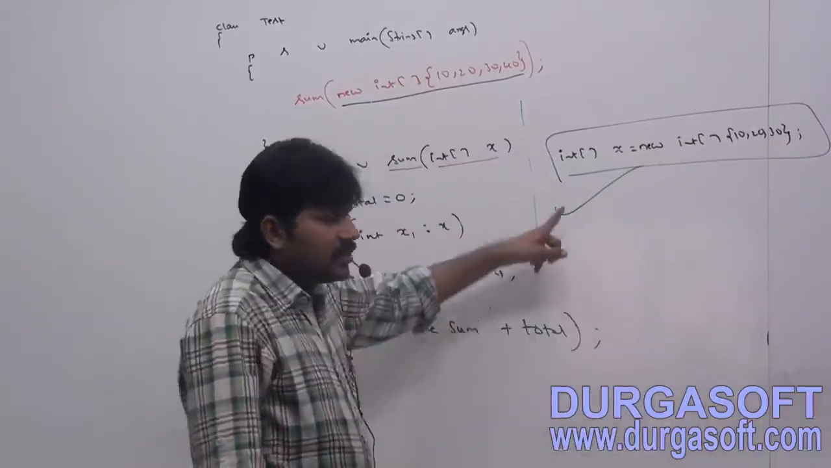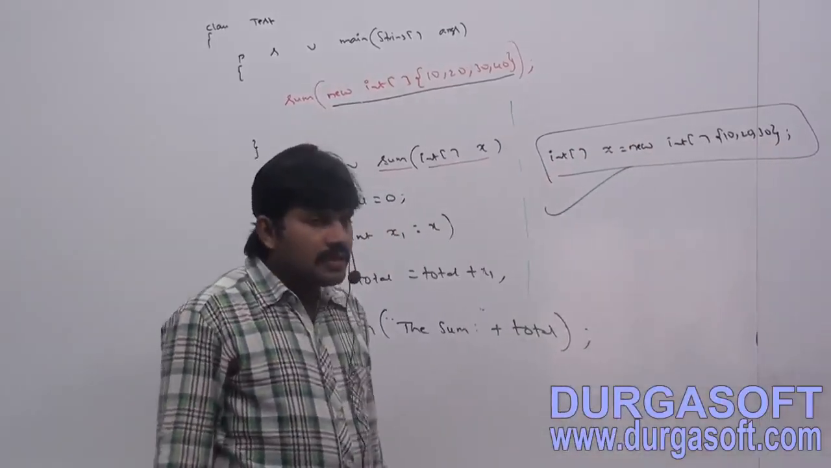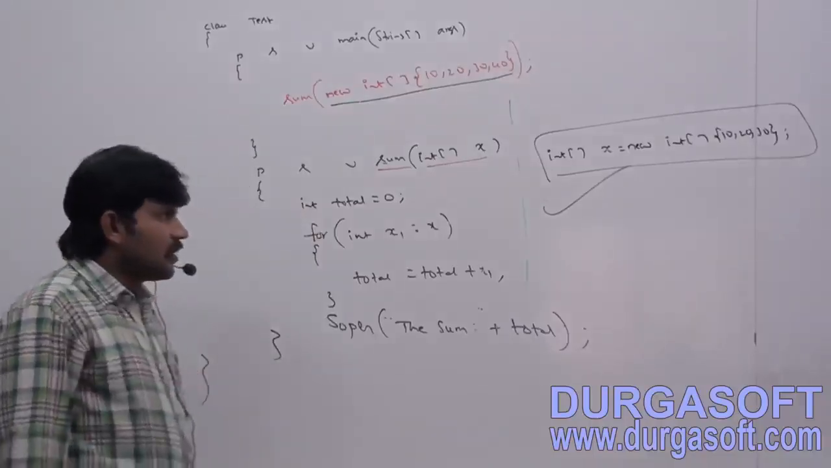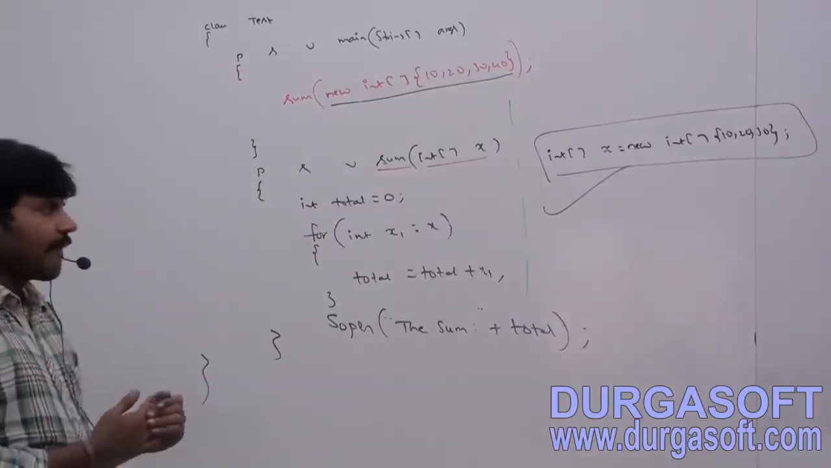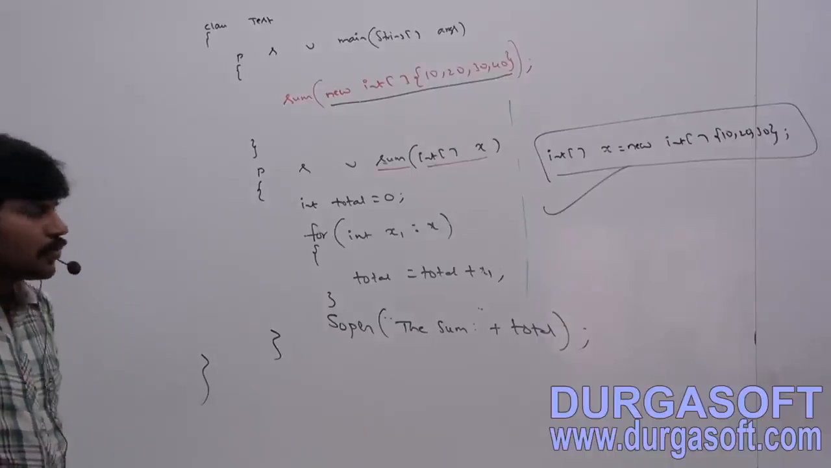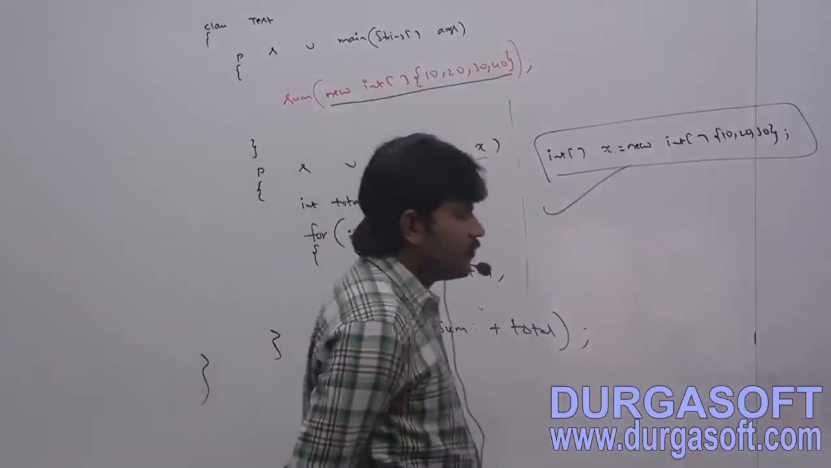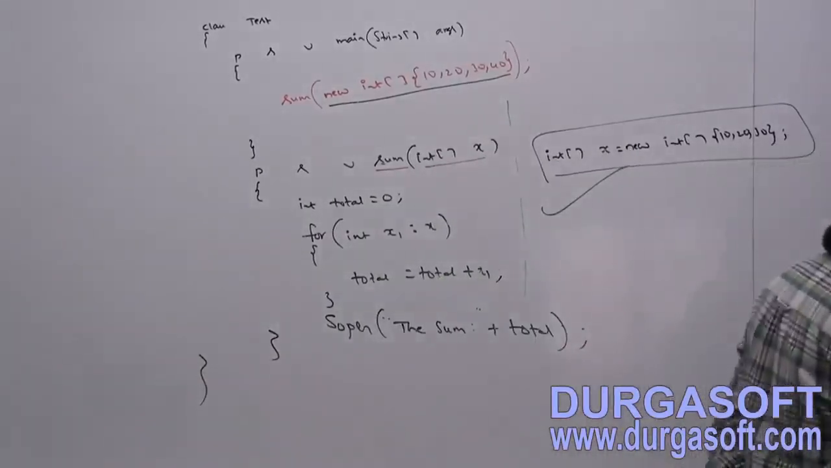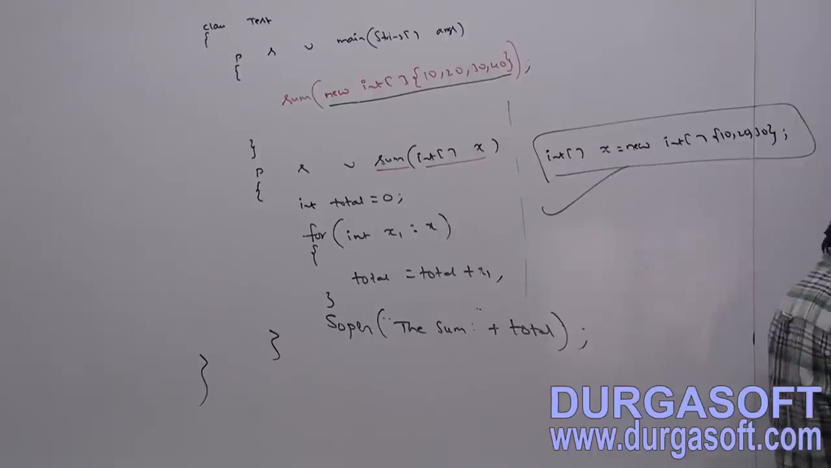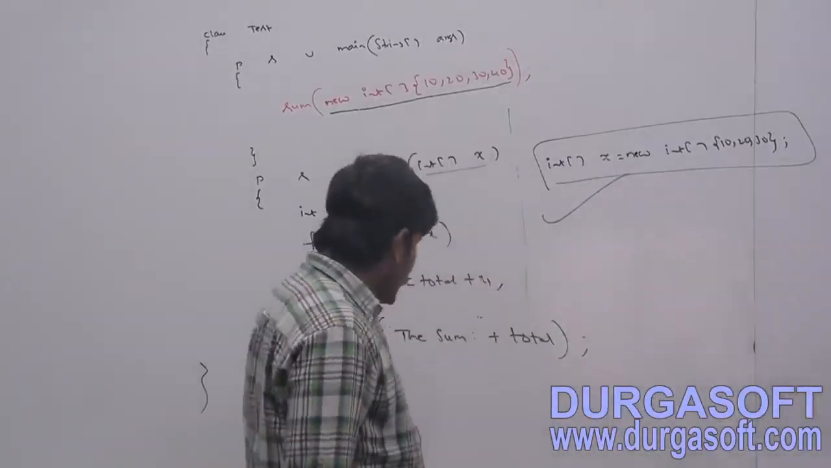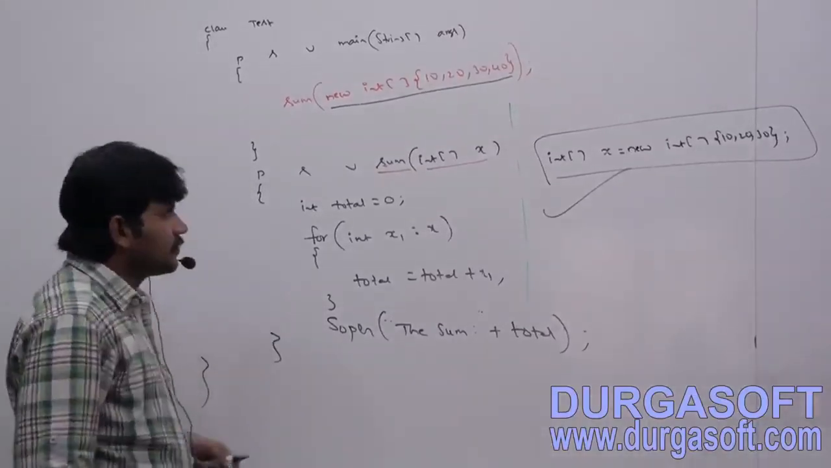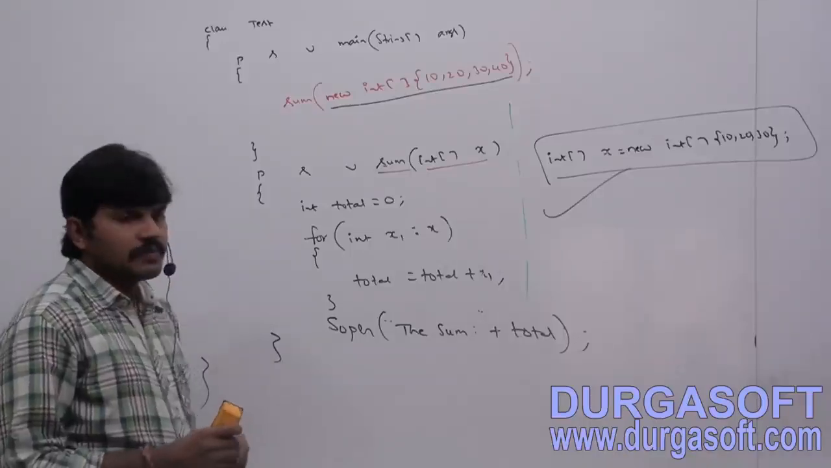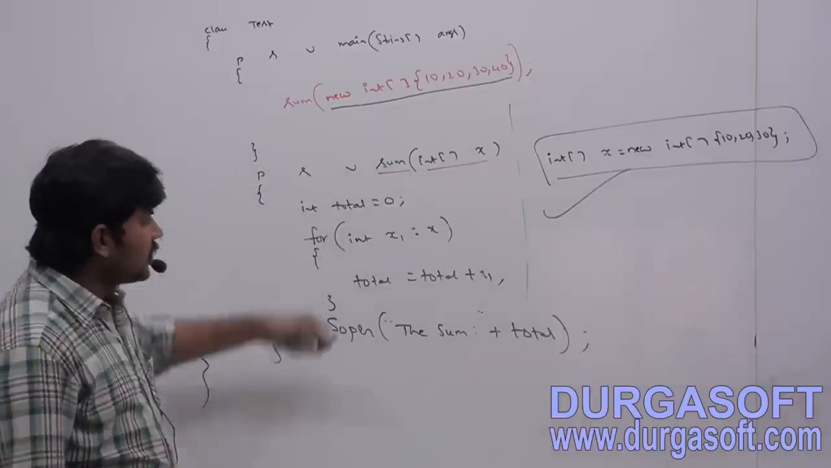Okay, take this example: int array x is equal to new int array of 10, 20, 30. Like this. I hope clear, right? Now take this example.